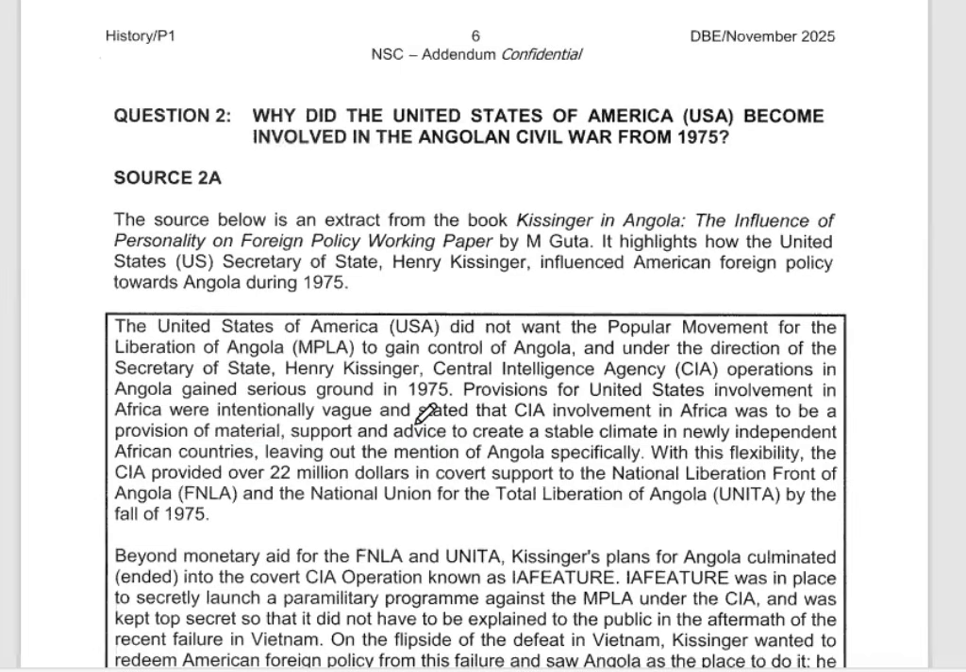It is saying the United States of America did not want the Movement Popular Liberation of Angola, MPLA, to gain control of Angola. And under the direction of the Secretary of State, Henry Kissinger, CIA operations in Angola gained serious ground in 1975. The United States did not want the MPLA to gain control.